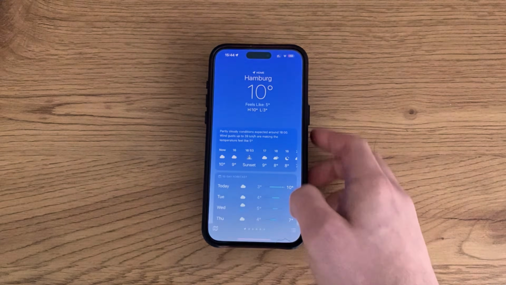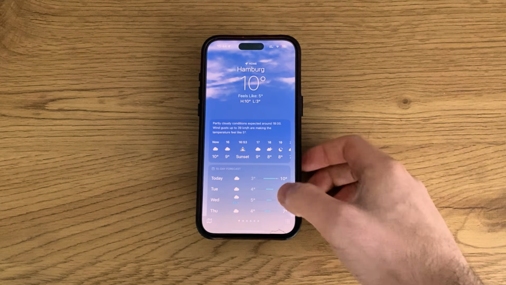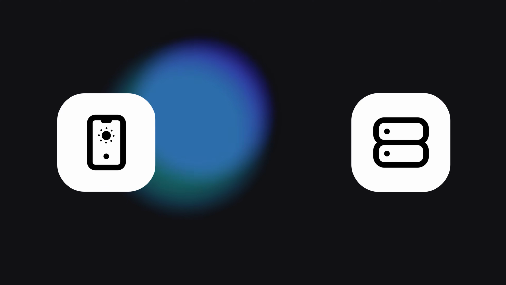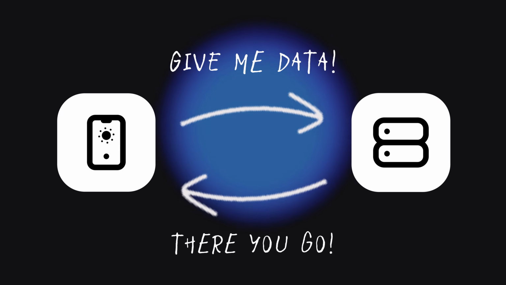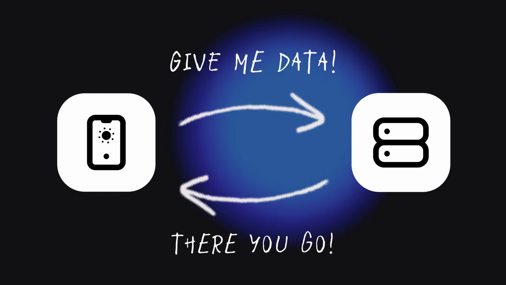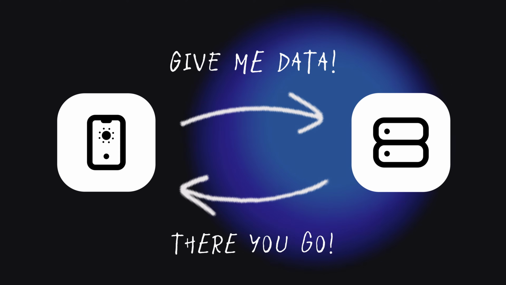Now here are some examples of what APIs look like in the real world. Let's say that you have a weather app. Every time that you open the app, you want to get the current weather. In order to achieve this, you need to somehow get the weather data from somewhere. In this case, it's going to be a server with a database where all the weather data is saved. And every time that you open the app, you can get the data from that server.